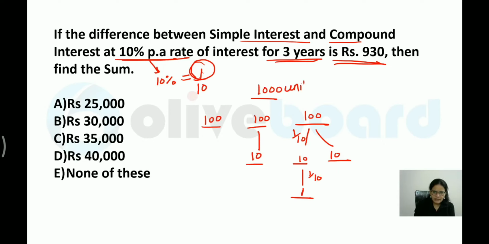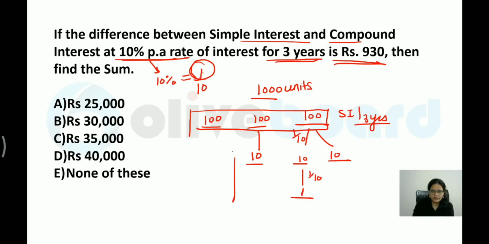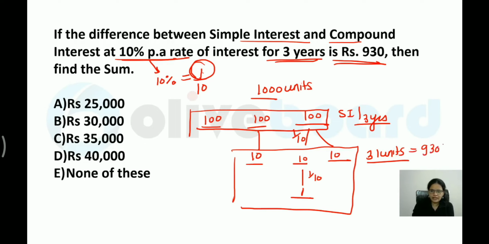So the same method is applicable now. If I ask you what is the difference between simple interest and compound interest, this is nothing but your simple interest value. This is my simple interest for 3 years over here. If I am calculating the difference, how much is the difference? 30 units and 1, so 31 units is my difference. So simply you have to equate this difference. What will you get? 31 units equal to 930 rupees.